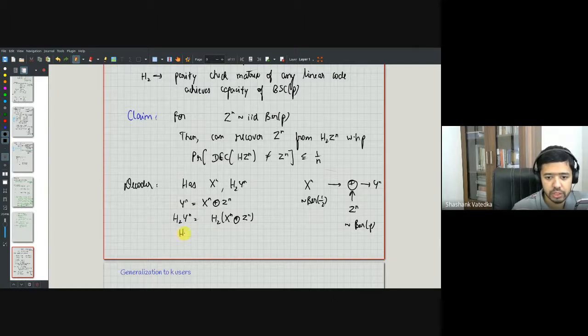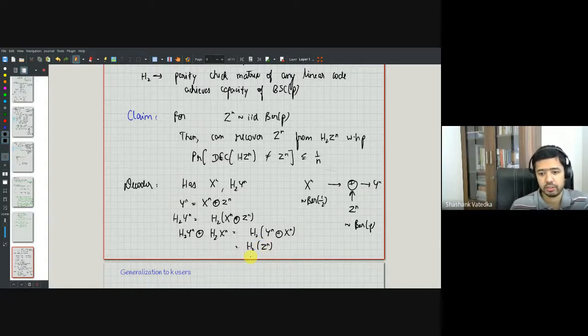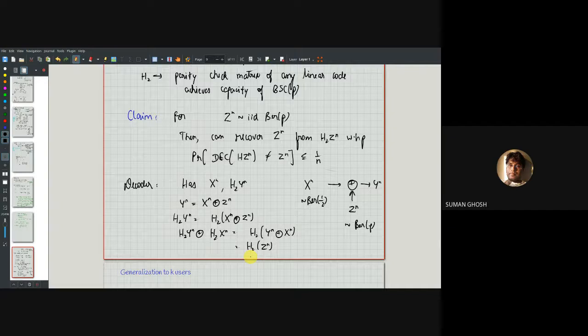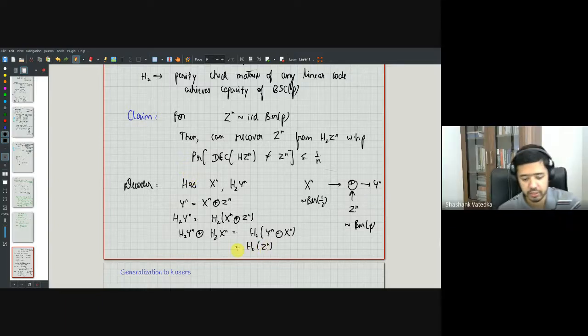So I know h2 of xn, so I can compute h2 of yn XOR h2 of xn, which will give me h2 of yn XOR xn, which is nothing but h2 of zn. So now, from the above property, you can estimate zn. So now with this, I can estimate zn.